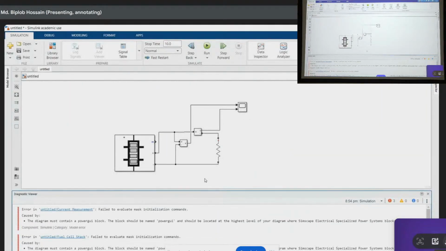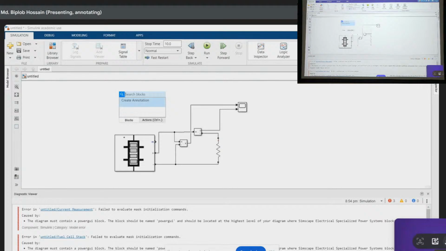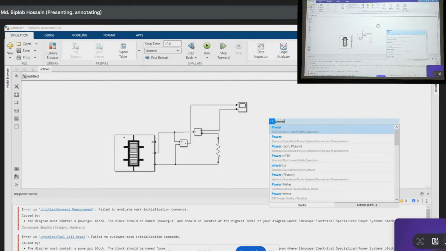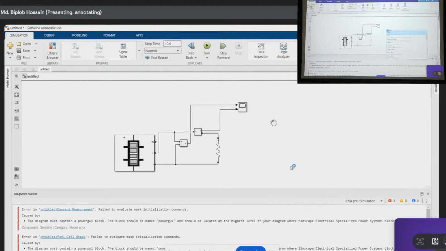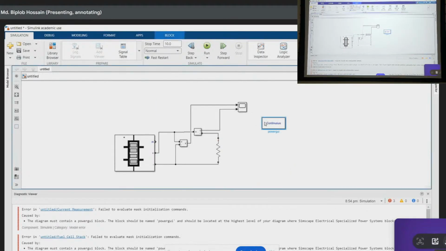That means this circuit is not complete, because we are taking the fuel cell from, if we again go to fuel cell, the library name is Specialized Power Systems, or Sources. If we use any components from this library, Specialized Power Systems or Sources, we need another component. This is called Power GUI. Power GUI, here we can see. So we need this one.